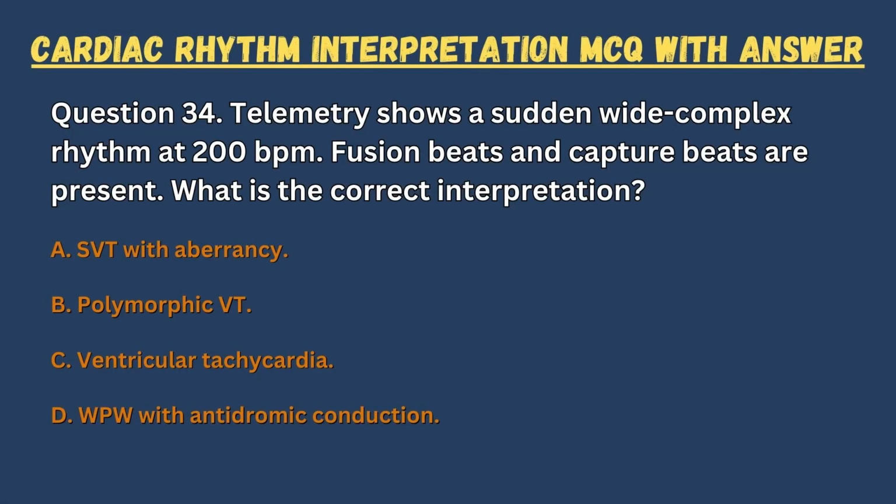Question 34. Telemetry shows a sudden wide complex rhythm at 200 BPM. Fusion beats and capture beats are present. What is the correct interpretation? A. SVT with aberrancy. B. Polymorphic VT. C. Ventricular tachycardia. D. WPW with antidromic conduction.